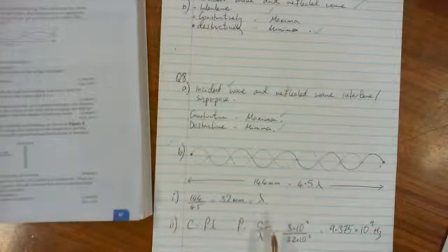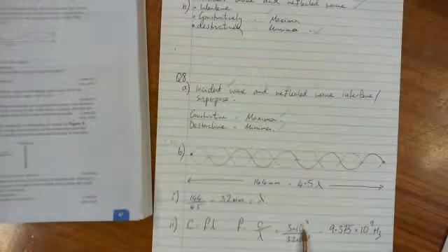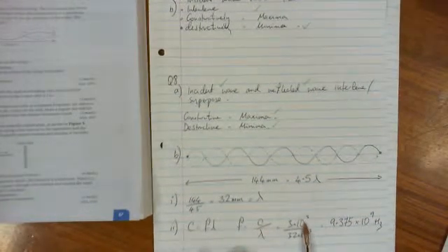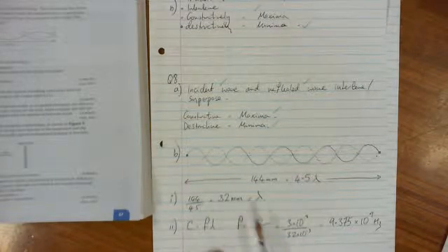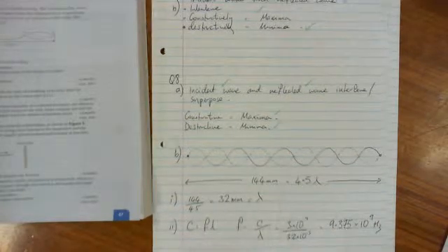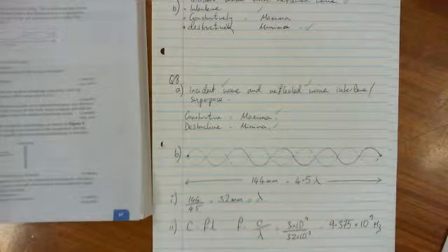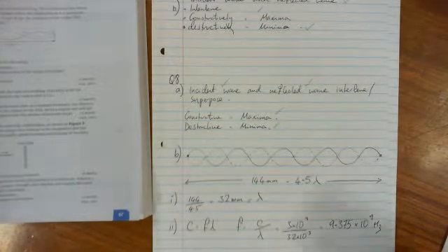Well, frequency is c over lambda. 3 times 10 to the 8 is the speed of light. 32 times 10 to the minus 3 is 32 millimeters, and that gives us 9.375 or 9.4 gigahertz. And that is the answer to that.